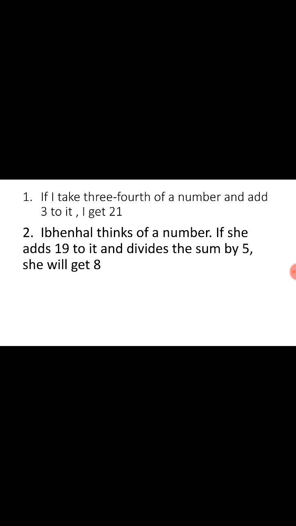Ibenal thinks of a number. If she adds 19 to it, now thinks of a number means we don't know what that number is, so we are going to take a variable x. If she adds 19 to it, so it will be x plus 19, and divides the sum by 5, she will get 8. So let's start solving.